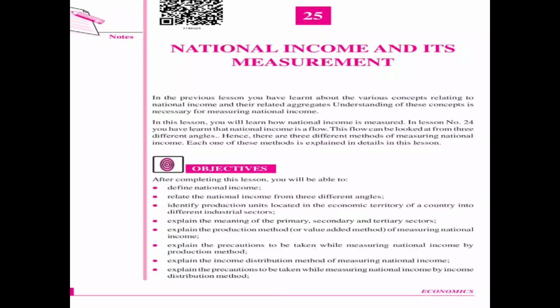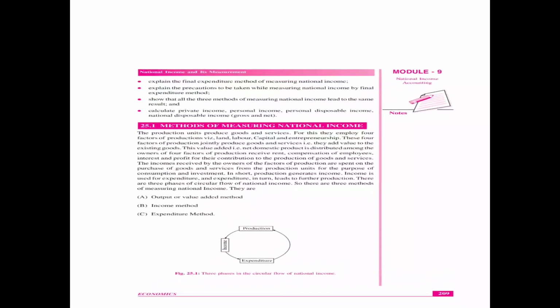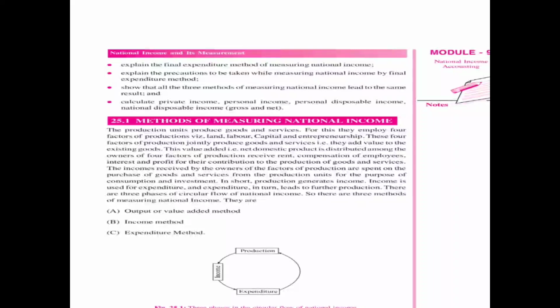look at national income from different angles, identify the production units, explain the meaning of primary, secondary and tertiary sectors and the production methods, and explain the precautions to take while measuring national income, the income distribution methods of national income, and so on. First of all, we discuss the methods of measuring national income.